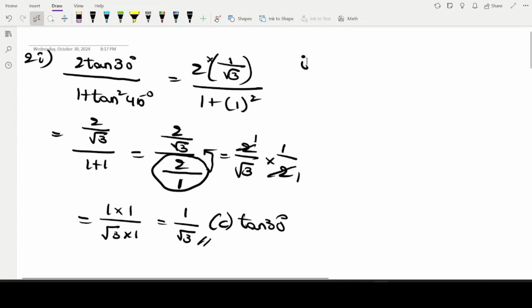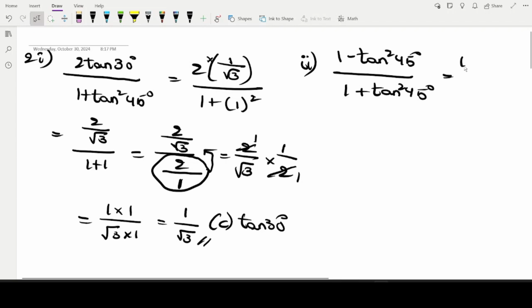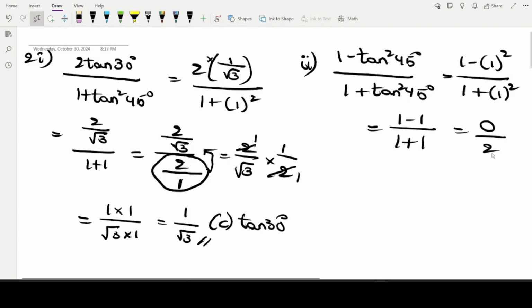Now let's see the second question: 1 minus tan square 45 degrees divided by 1 plus tan square 45 degrees. So 1 minus tan 45 value is 1 whole square, divided by 1 plus tan 45 is 1 whole square. So now this becomes 1 minus 1 divided by 1 plus 1. So 0 divided by 2, which is 0. So the option which is correct is option D.